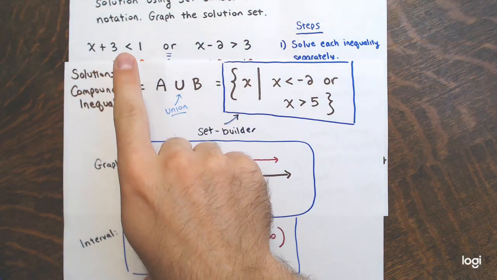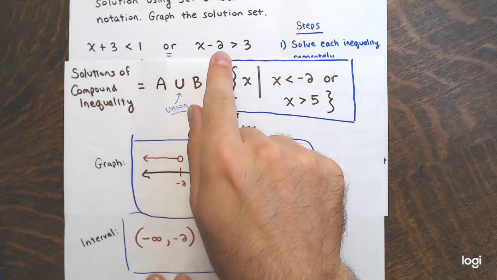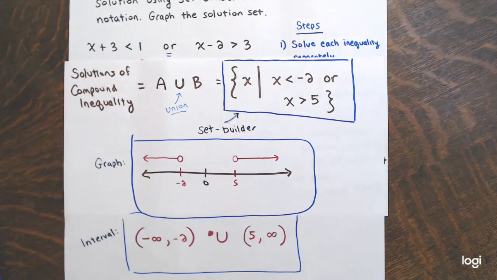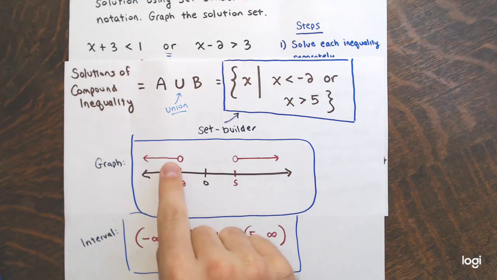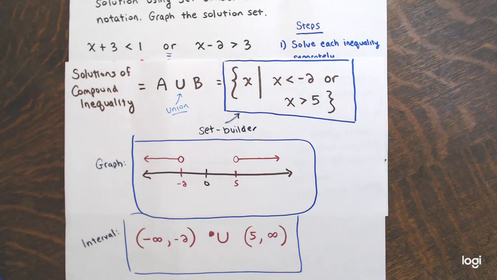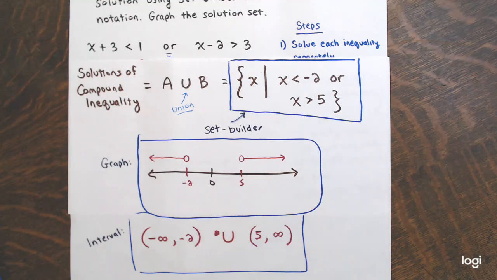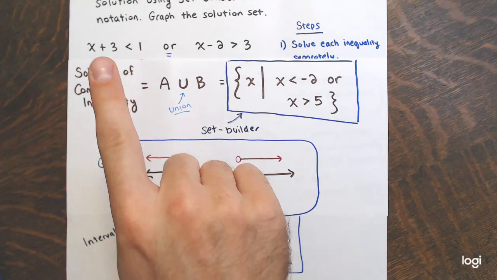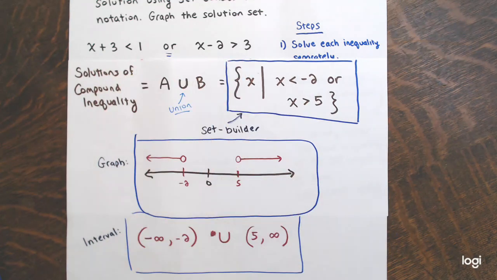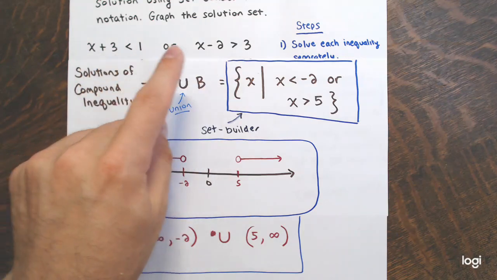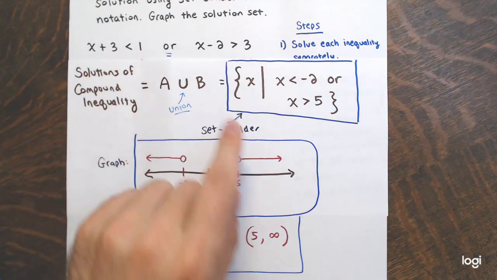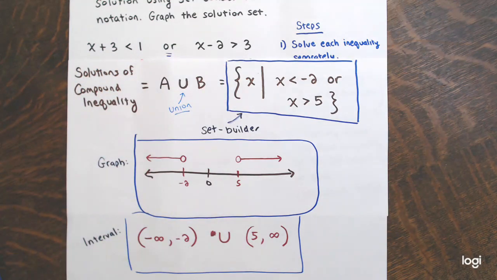This x plus 3 is less than 1, or x minus 2 is greater than 3. And check. Pick any number you want that's in this set. Pick a number less than -2. Pick a number greater than 5. And see if one of these or both of them, as long as one of them is satisfied, we're okay. We're in this union, right? It's considered a solution of this compound inequality.